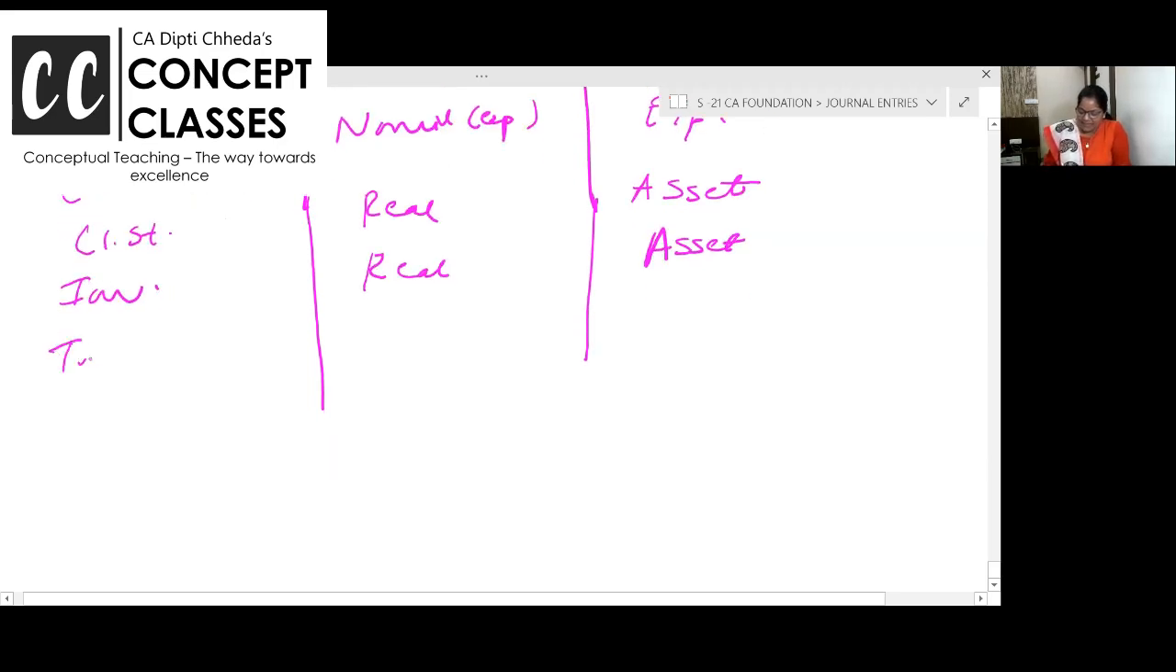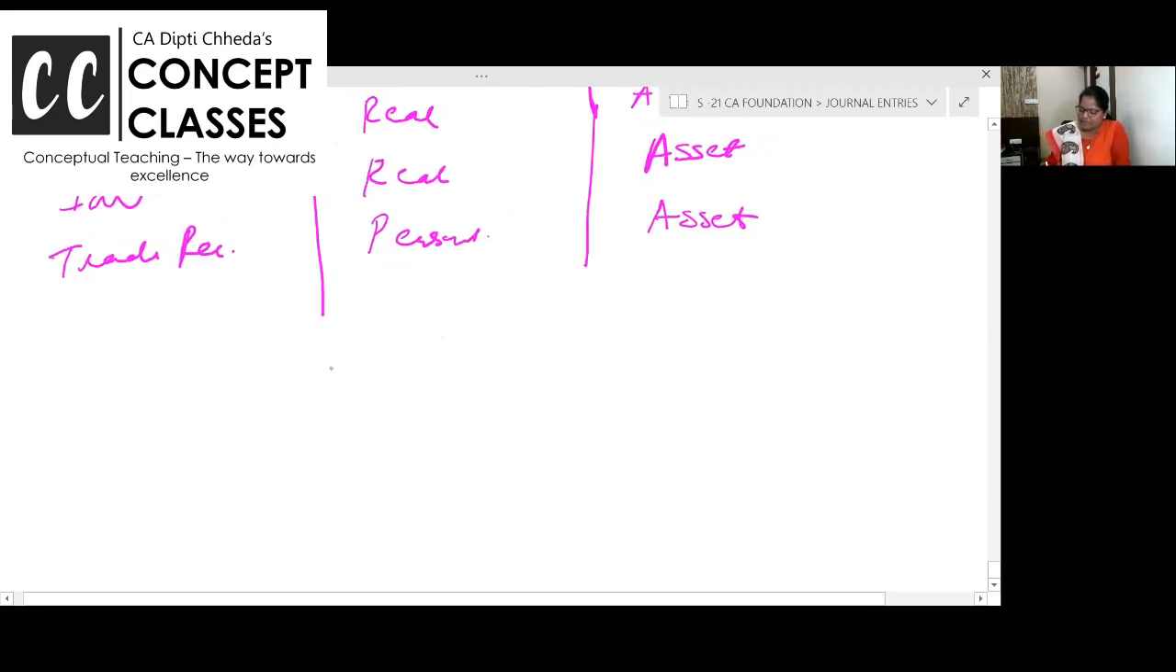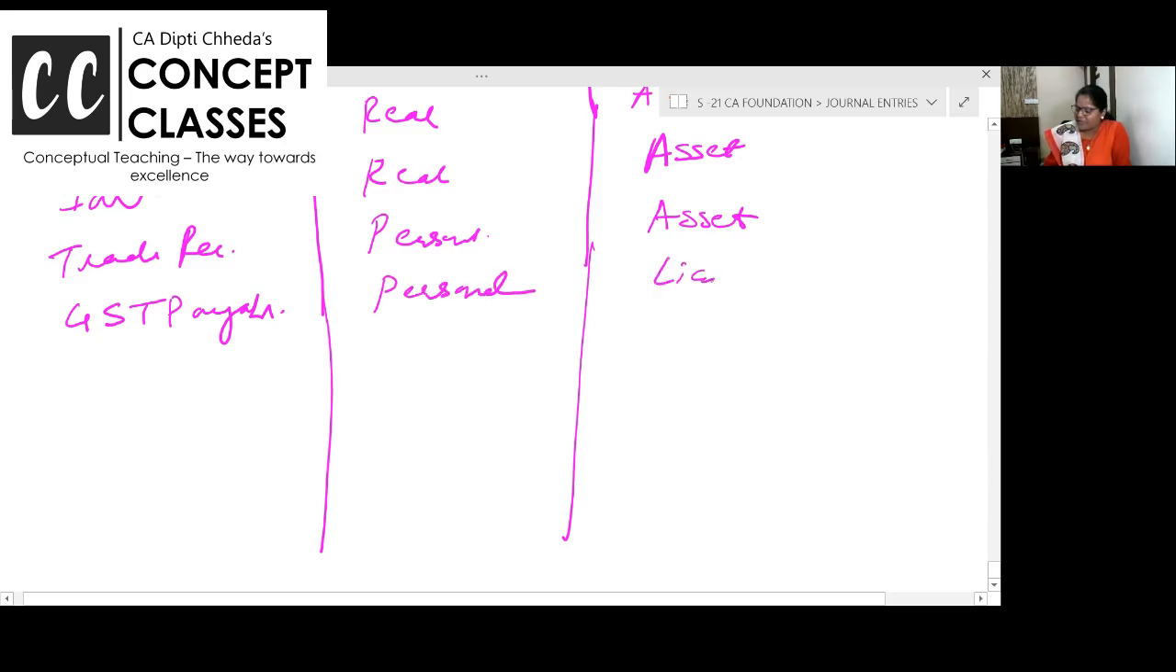Next. Trade receivables are your debtors. They are personal, debit the receiver. That's why when you sell goods to your debtors, you debit debtors and credit sales, because debtors is a party, a personal account, debit the receiver. Trade receivable is an asset. Then GST. Sales tax is written, now sales tax is GST payable. GST payable is also personal. You are liable to pay the government, and here it is a liability. You write it on the liability side of the equation.